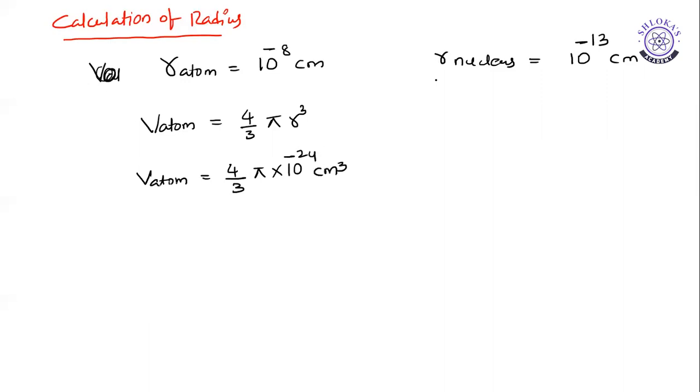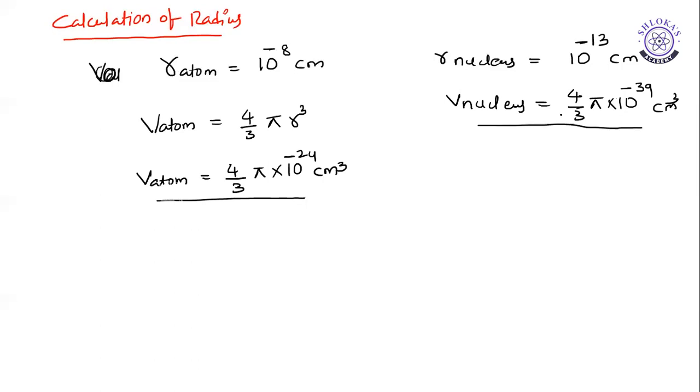And similarly, the volume of the nucleus is equal to 4 by 3 pi into 10 to the power of minus 39 cm cube. This is the volume of the atom and this is the volume of the nucleus. From these two, I can compare how big the atom is as compared to the nucleus of the atom.